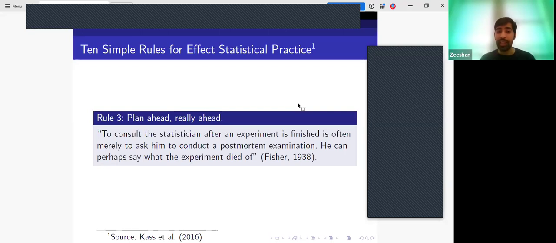So he can perhaps say what the experiment died of, but he cannot make your experiment alive once again. So you should keep this third rule in your mind when you are going to apply a statistical tool effectively.